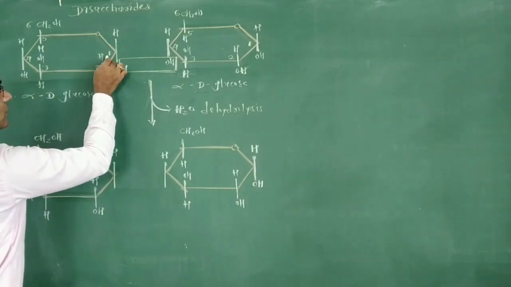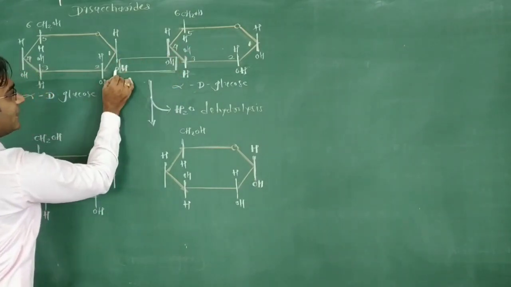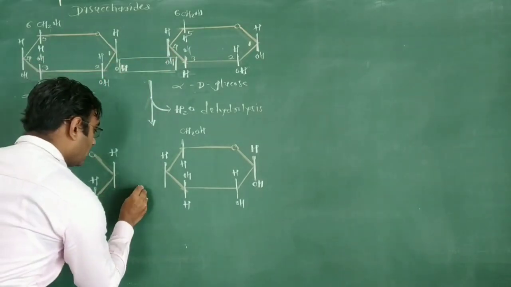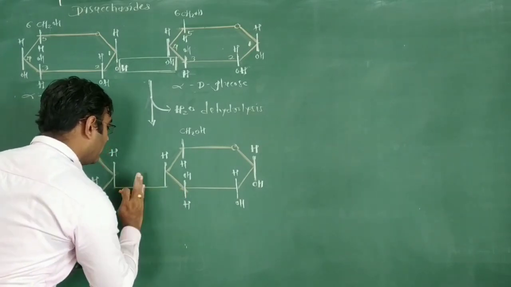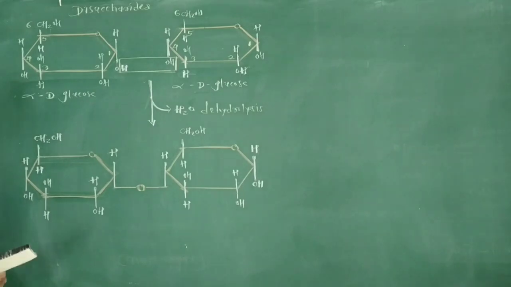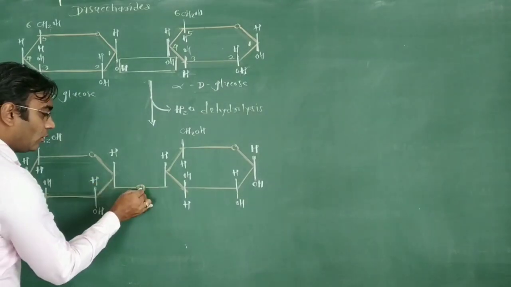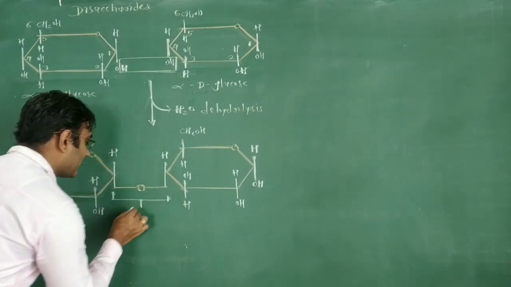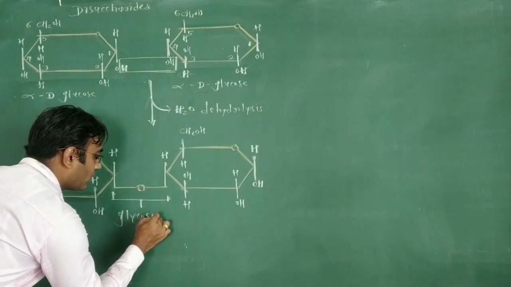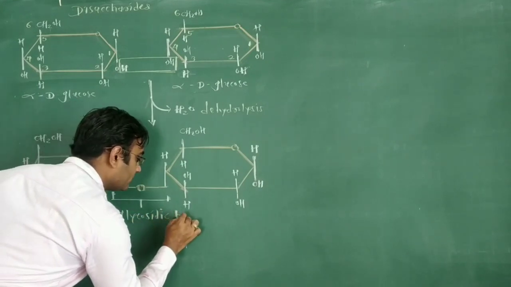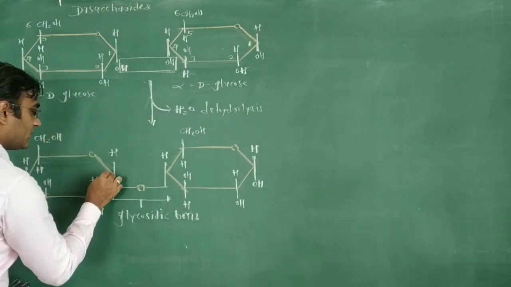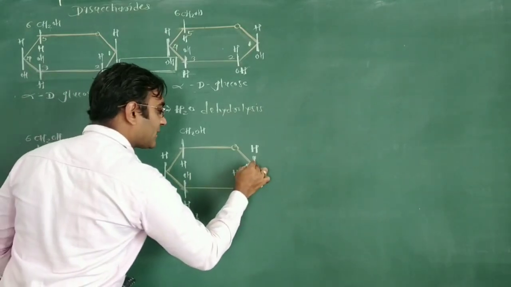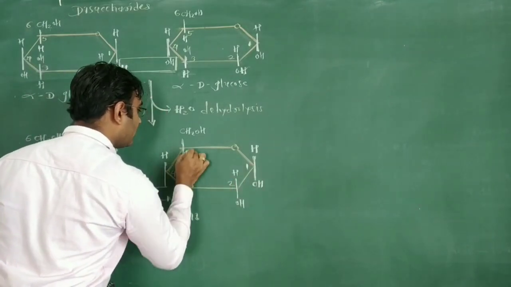Now the first sugar is attached to the second with oxygen present between the first carbon and the fourth carbon. So a chemical bond is established between the two sugars. Carbon, oxygen, carbon. This category of chemical bond is the glycosidic bond. This is the first carbon, second, third, fourth, fifth, and sixth. First carbon, second carbon, third, fourth, fifth, and sixth.